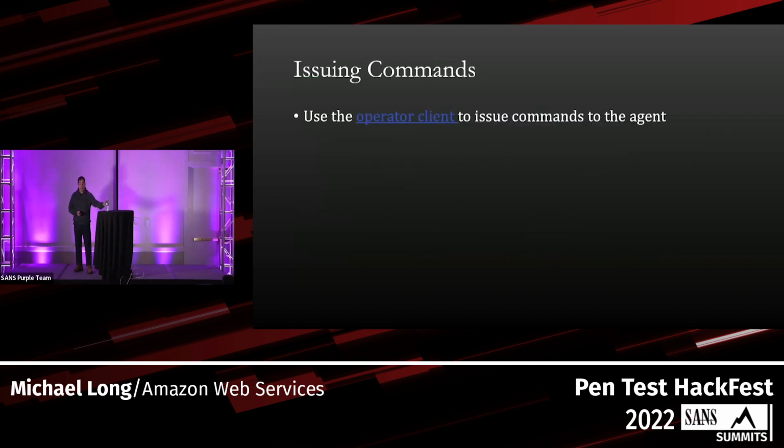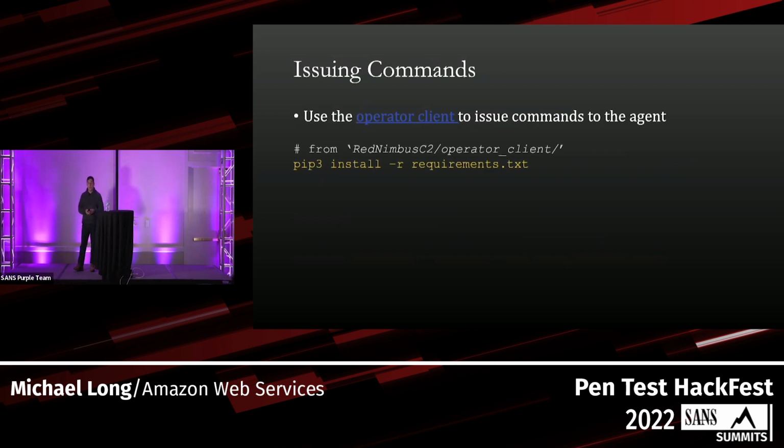After you deploy an agent, you're ready to start issuing commands. To do this, you're going to use the Red Nimbus C2 operator client. This is also written in Python. Unlike the agent, this does have one external dependency. It's basically the AWS SDK Boto3 library. It's really easy to install. Just do pip install requirements.txt. Once you do that, you're going to want to issue some commands. The first one you're going to want to issue is list sessions, and that's going to dump a list of the existing C2 sessions that you have.